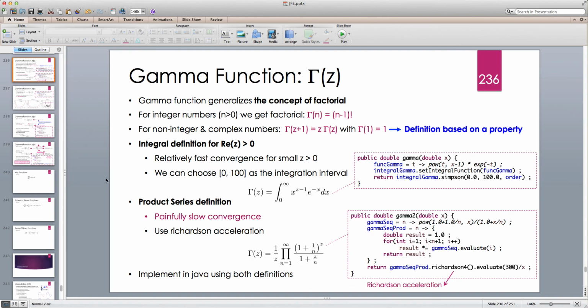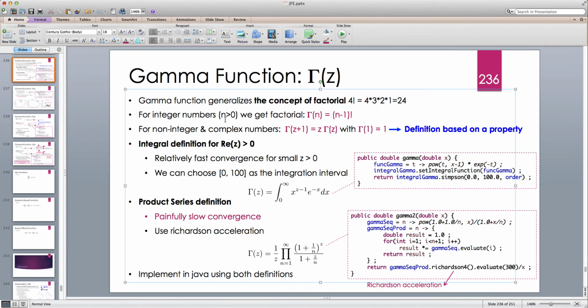Basically, the gamma function is designed to generalize the concept of factorial. If you are not familiar with factorial, you basically take a positive integer and multiply it by the previous integers until you get to 1. For example, 4 factorial is just 4 times 3 times 2 times 1, which is 24, right? One of the main properties of factorial is that it has very powerful growth. As soon as you go to 10 factorial, 20 factorial, it just blows up, right?